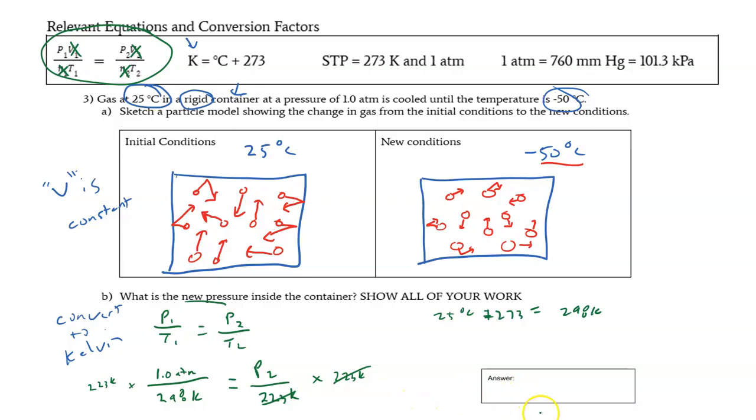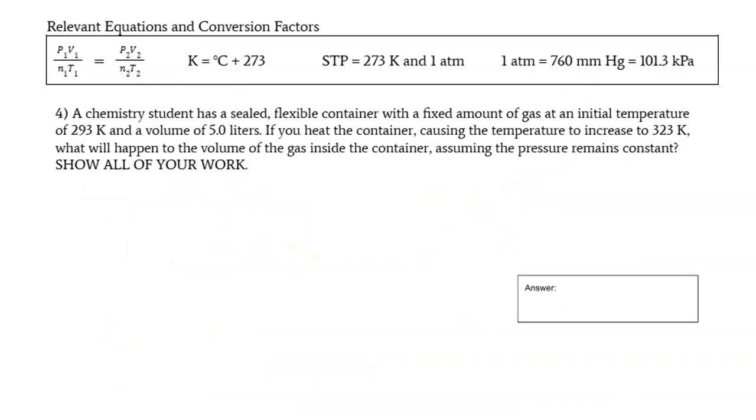And when we do that, we get an answer of 0.75 atm. All right, moving ahead. We're going to move a little faster now that we've shown this basic process.